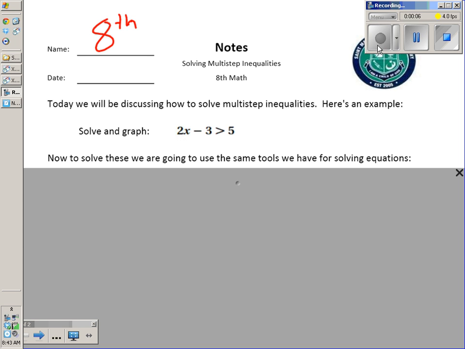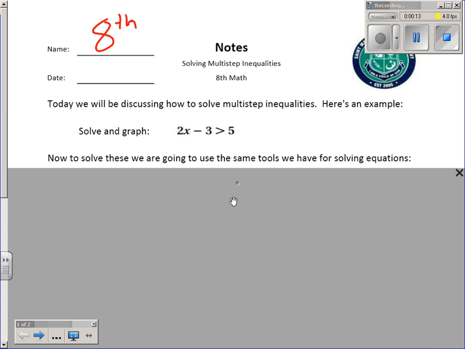This is going to be pretty much what we've been doing in class with equations, so it shouldn't be too challenging. Just think about that inequality sign as an equal sign and do the same thing you would do in that situation. So the same steps we have for equations.